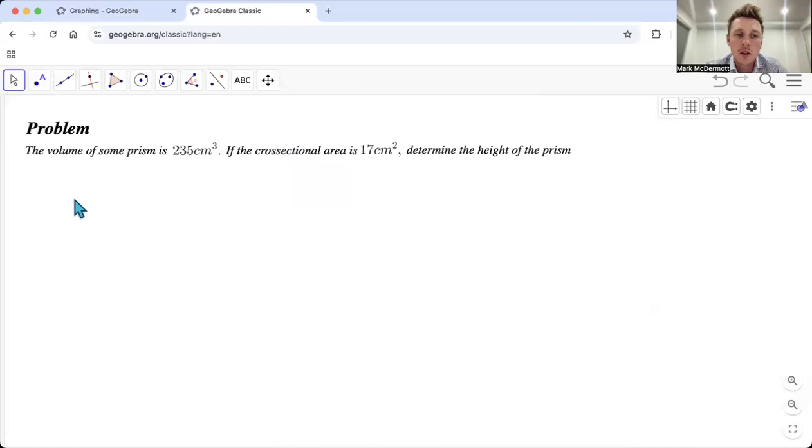Here is a problem you can try. See if you can work backwards a little bit. The volume of some prism is 235 centimeters cubed. If the cross-sectional area is 17 centimeters squared, determine the height of the prism. Just using that rule we had just before, see if you can set up the equation and solve for the height of the prism. Good luck with what you're doing, and hopefully that was helpful, and I'll talk to you soon.